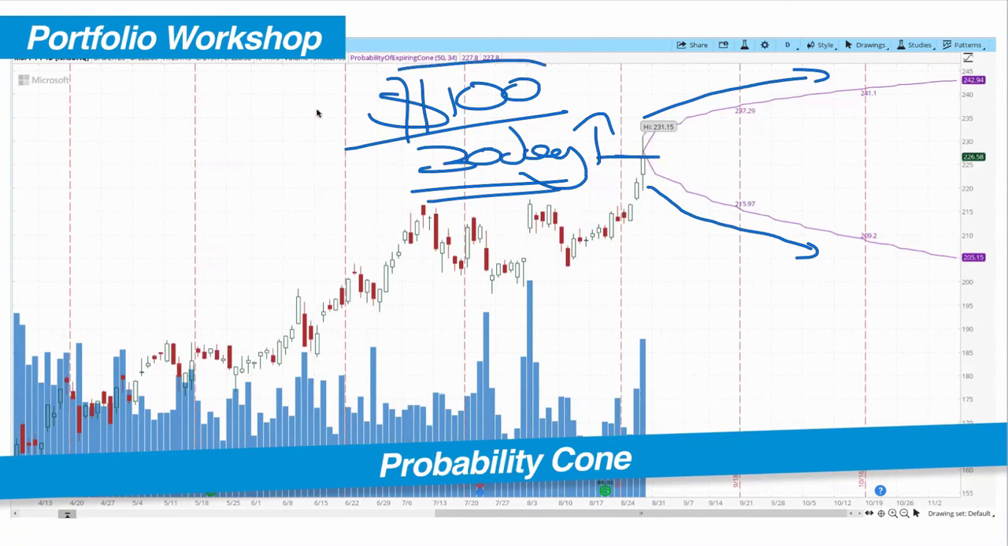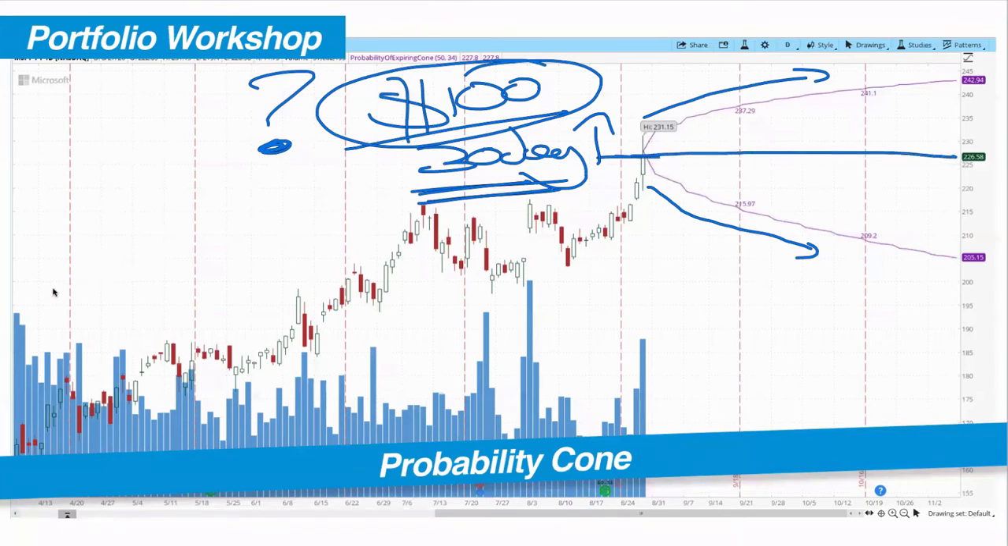Is that $100 move a realistic expectation? Now, on face value, that $100 move, everyone's in agreement. It's probably not a normal or realistic expectation in the next 30 days. So that leads to the question, well, what would be a normal, realistic expectation?